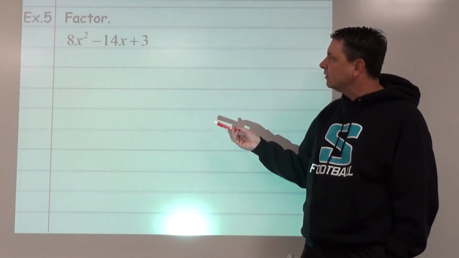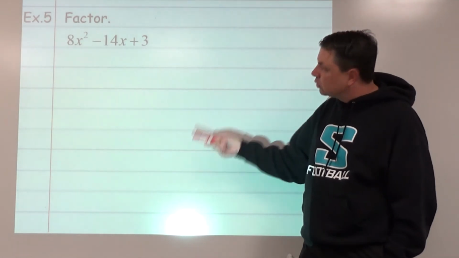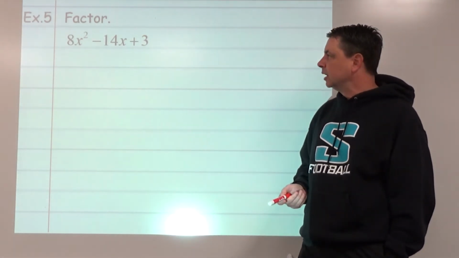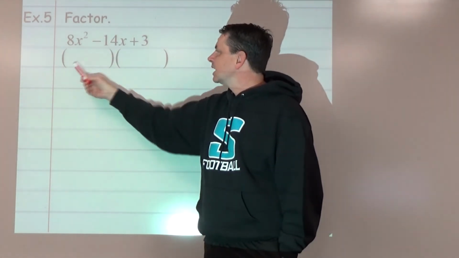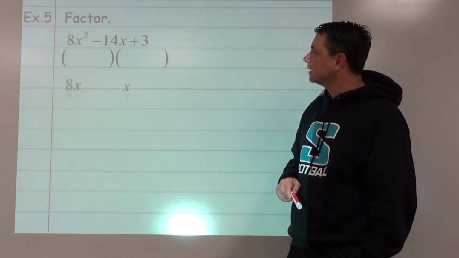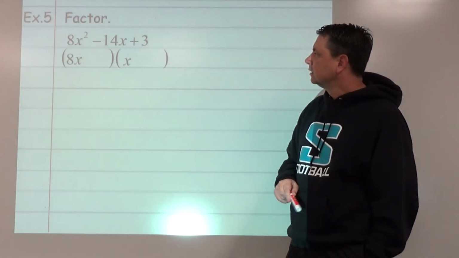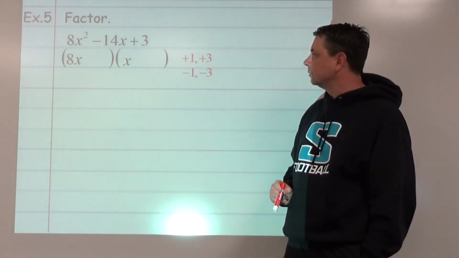Example number 5, factor. So no GCF. Let's double bubble. Let's see if we can lock in the front. What times what makes 8x squared? How about 8x and 1x? List all the factors of positive 3. There aren't many to choose from.